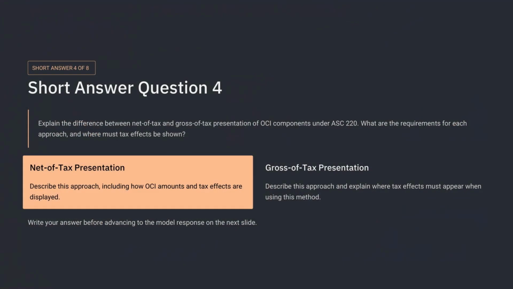Short answer question 4 asks you to explain net of tax and gross of tax OCI presentation. Your answer should say how amounts are displayed under each method and where tax effects must be shown. Think through the difference carefully. The measurement result may be the same, but the presentation route is different.